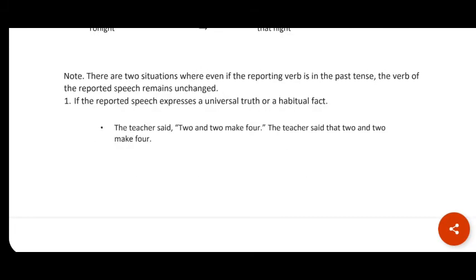Let us see. The teacher said, 2 and 2 make 4. Now the reporting verb said is in past. Then 2 and 2 make 4. Make, this verb is in present. So we have seen that when the reporting verb is in past, the verb in the reported speech changes. But here it will remain unchanged. The teacher said that 2 and 2 make 4. The verb will not change.